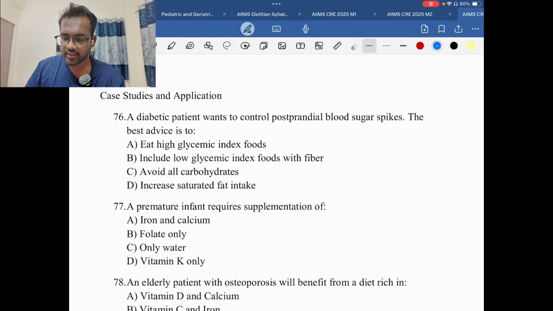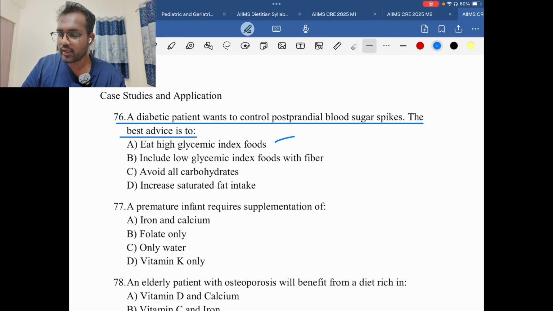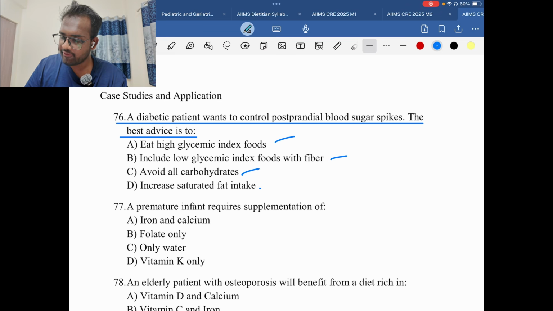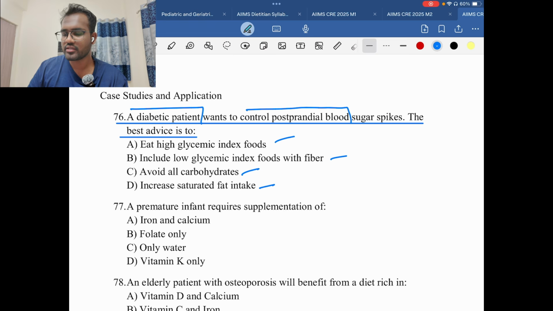Question number 76. A diabetic patient wants to control postprandial blood sugar level, blood sugar spike. The best advice is to eat high glycemic index food, include low glycemic index foods with fiber, avoid all carbohydrate, or increase saturated fat intake. First, eliminate the options. Here they have asked about a diabetic patient who wants to control postprandial blood sugar levels. Whenever you think about the diabetic patient, we always link it to the sugar levels, and carbohydrate especially. So here, check the options first.